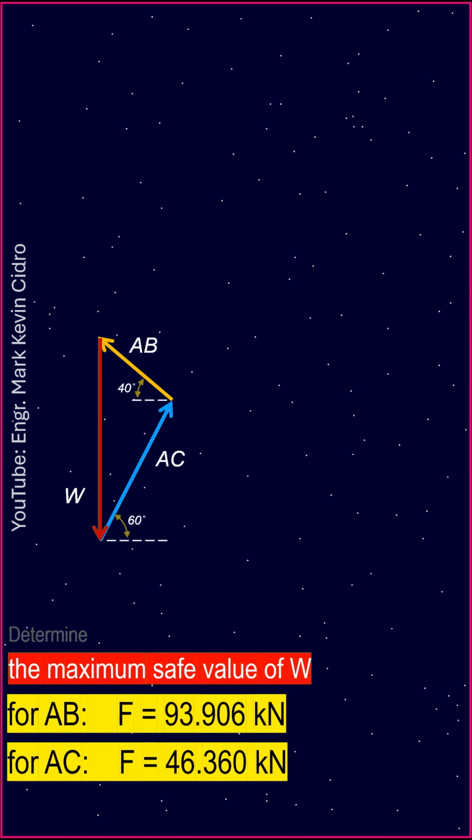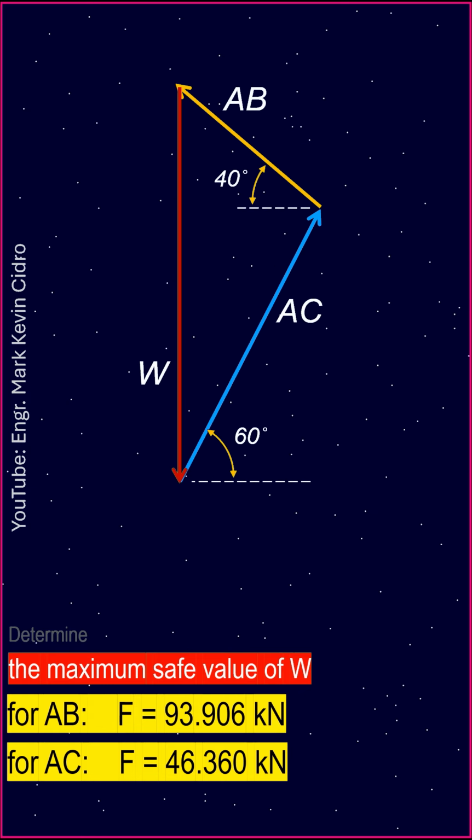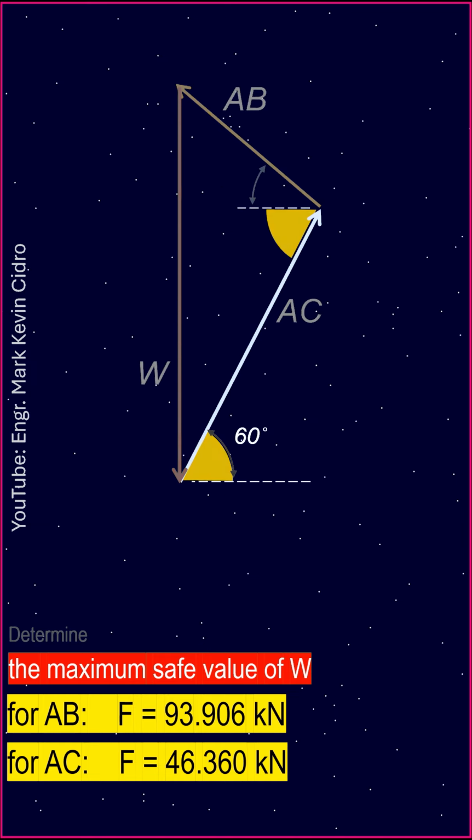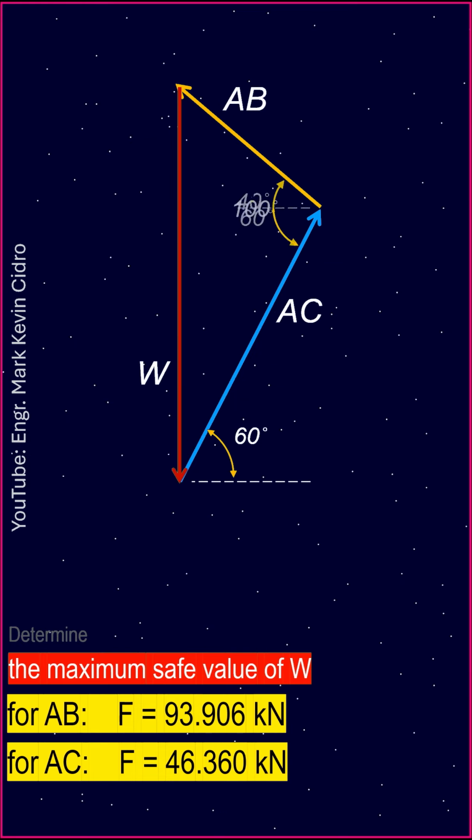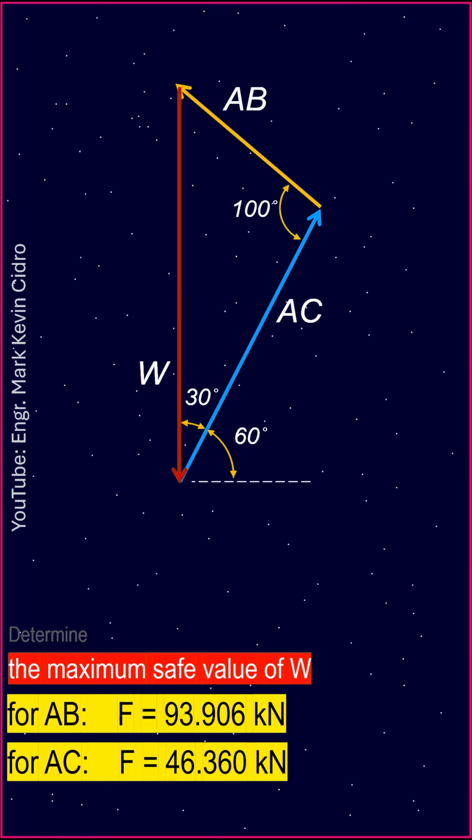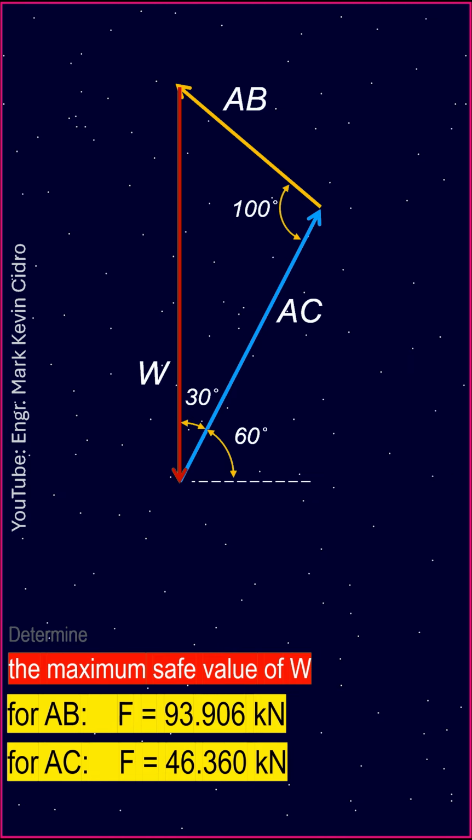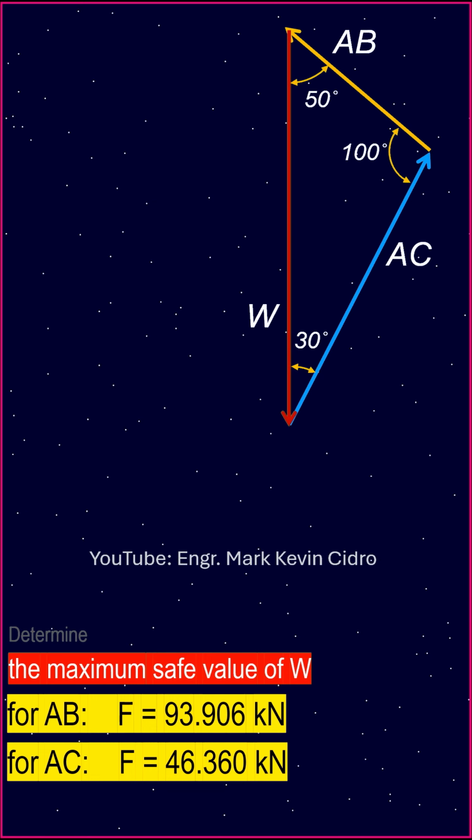Of course, we have to identify the angles, the interior angles for this triangle, for this polygon. And since these angles are the same, we can just put 60 here. So this is 100. And here, this is 30. And at the top angle is 50. Okay, so this is our force polygon.